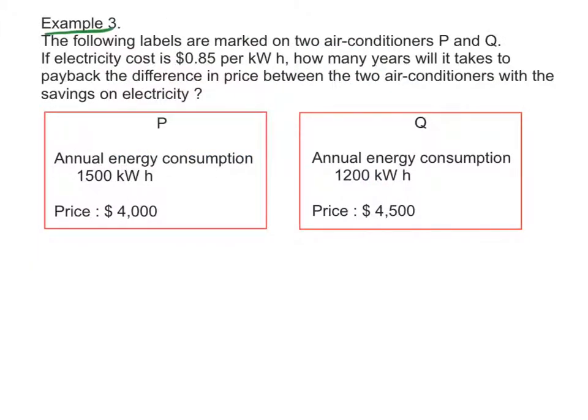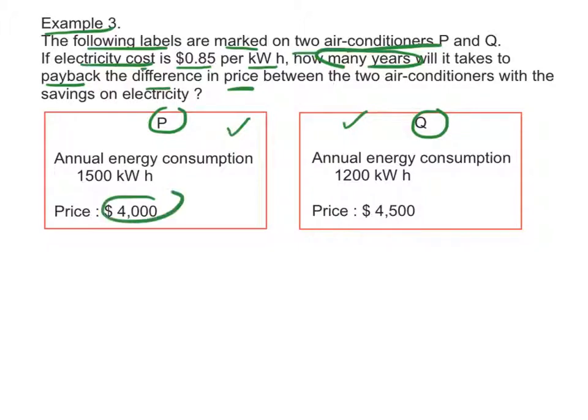Example 3. The following labels are marked on 2 air conditioners P and Q. If electricity cost is $0.85 per kilowatt hour, how many years does it take to pay back the difference in price between the 2 air conditioners with the savings on electricity?